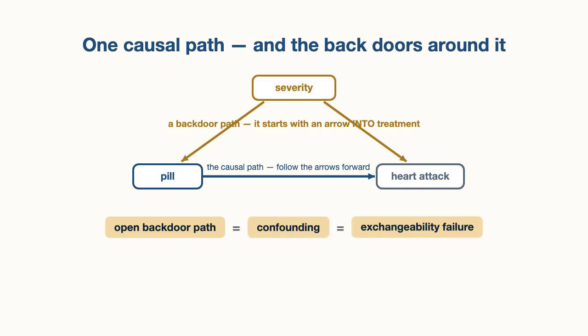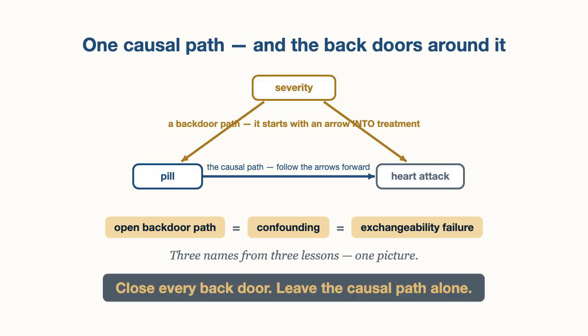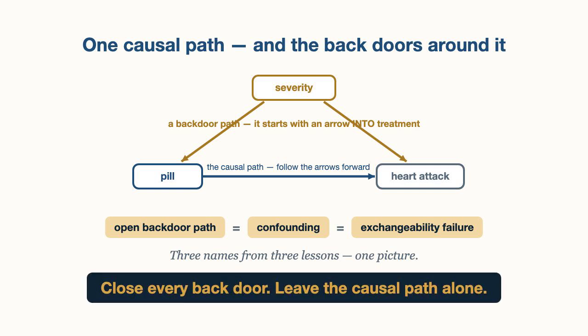And here is the translation between lessons. An open backdoor path is confounding, is a failure of exchangeability. 3 names, 1 picture. The repair is mechanical. Close every back door. Leave the causal path alone.